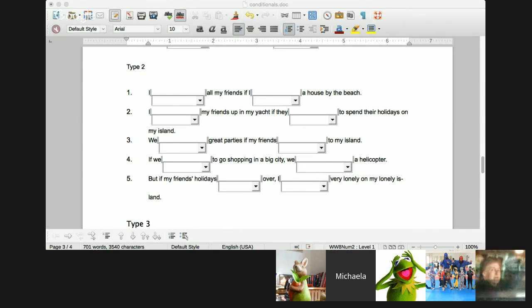I would invite all my friends if I rent a house by the beach. If I what? Rent, yes, a house by the beach. So the first blank was perfect. The second blank should be conjugated in the simple past. So you said rent, which is in the present. How can we make that in the simple past? Rented? Yeah, perfect. I would invite all my friends if I rented a house by the beach. Awesome. Eunice, will you do number 2?